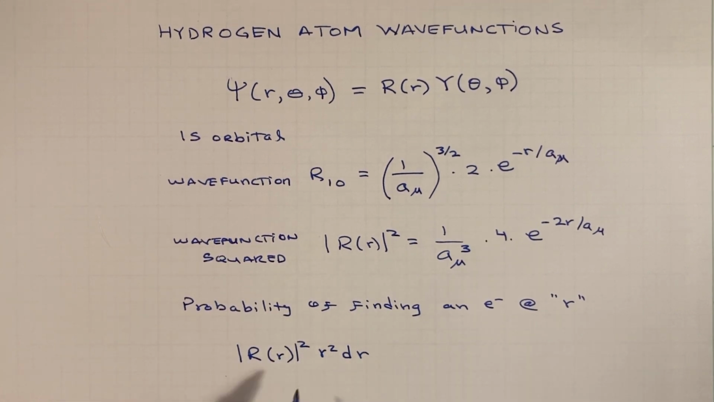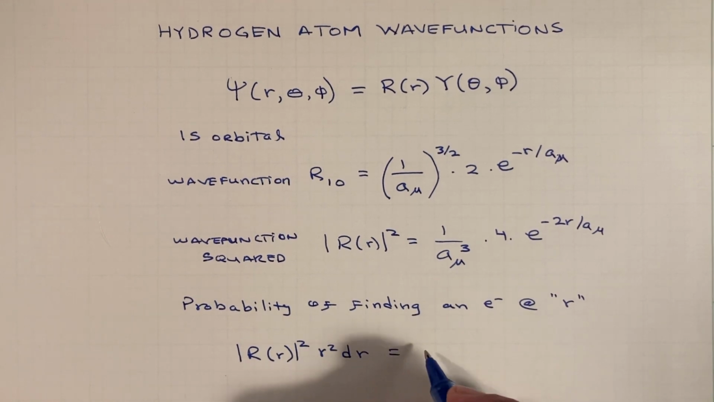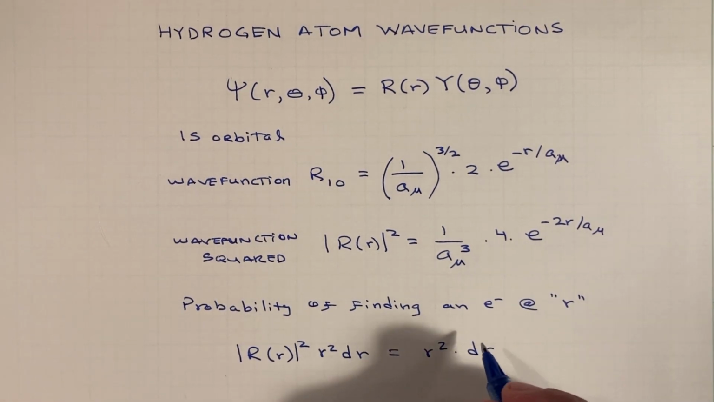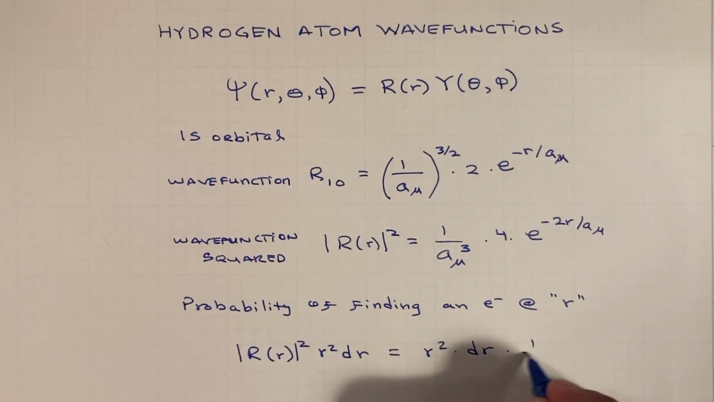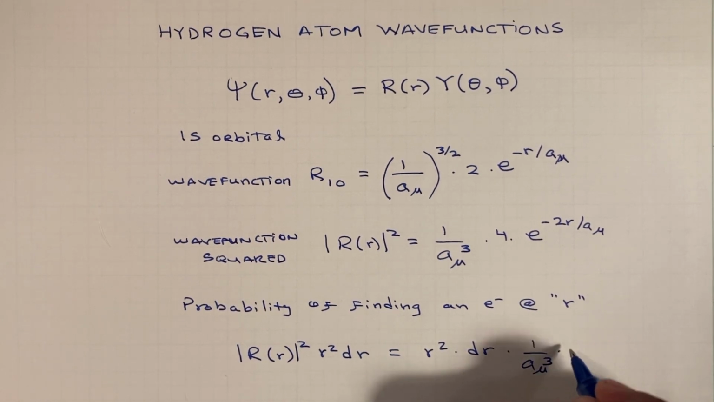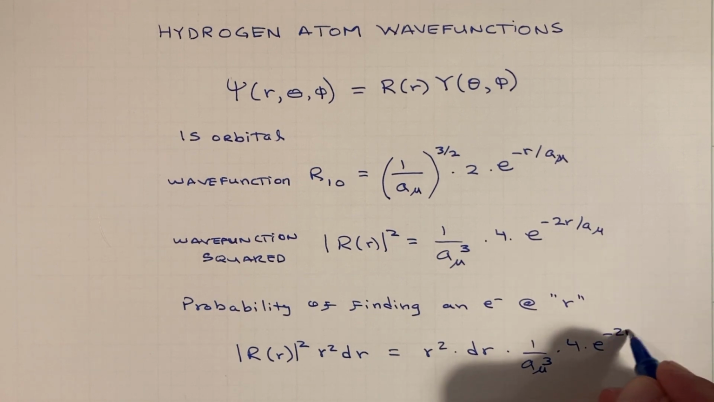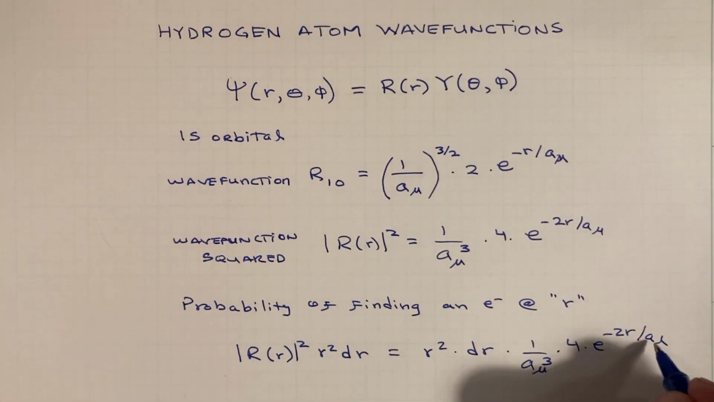Well, if we look at the specific volume interval, in this case, it's not the entire volume, it's just the r dependence of that volume. We end up with the following. r squared dr, which is what we usually put up in the integral, in a spherical integral, and then we have 4 over a sub mu cubed, times e to the minus 2r over a sub mu.